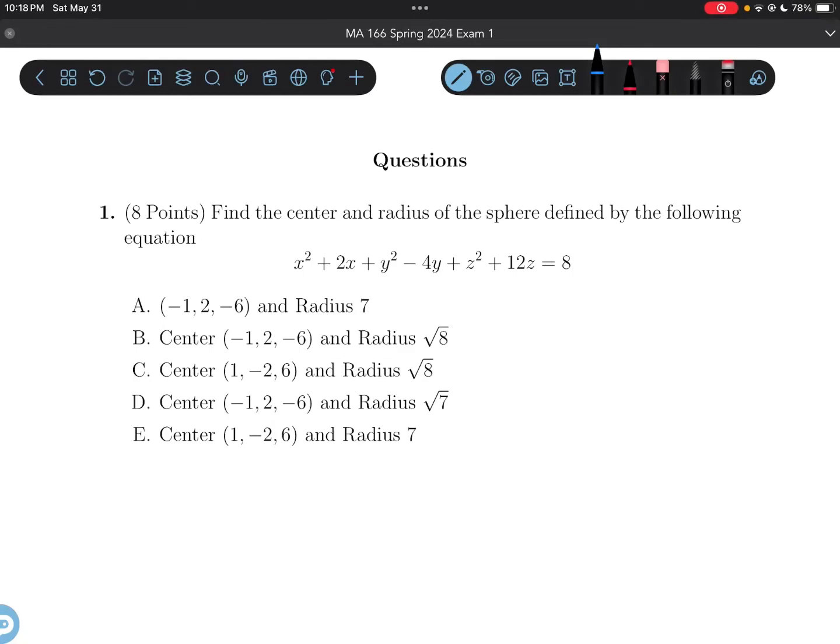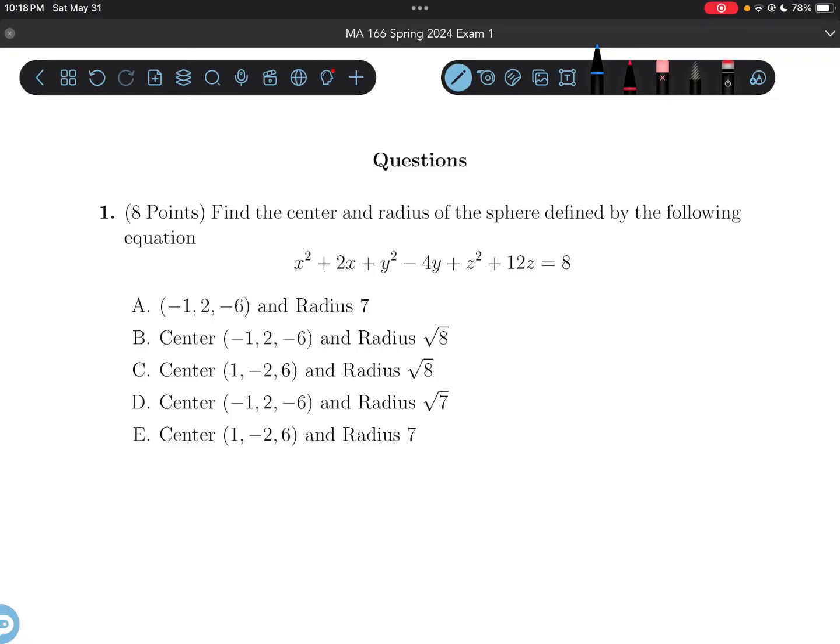Hi, this is the MA 166 Spring 2024 exam number 1. So starting with question 1. Question 1 asks, find the center and radius of the sphere defined by the following equation. x squared plus 2x plus y squared minus 4y plus z squared plus 12z equals 8.